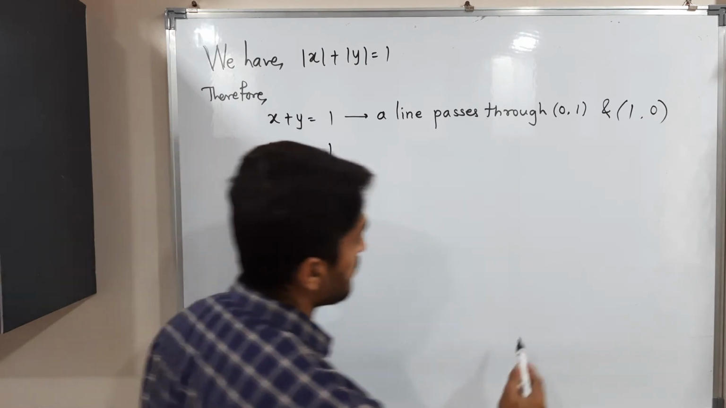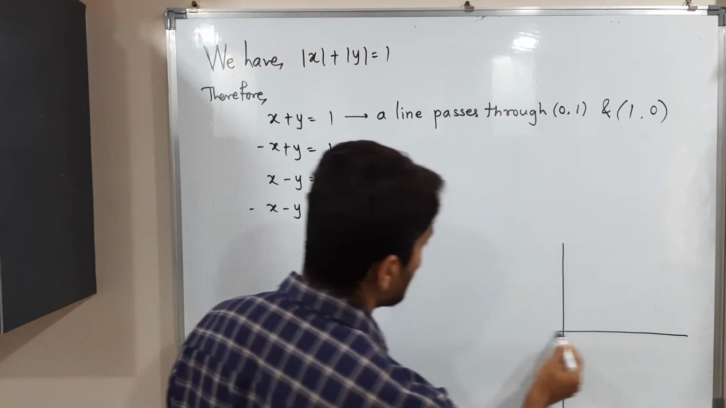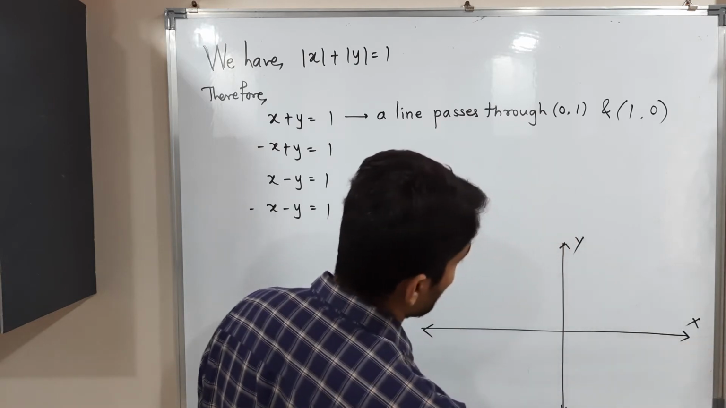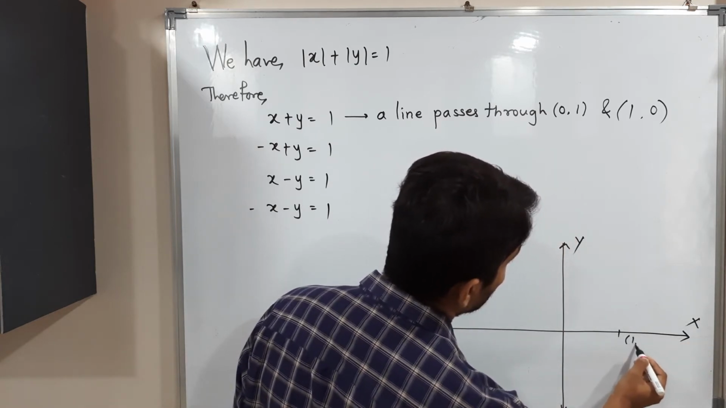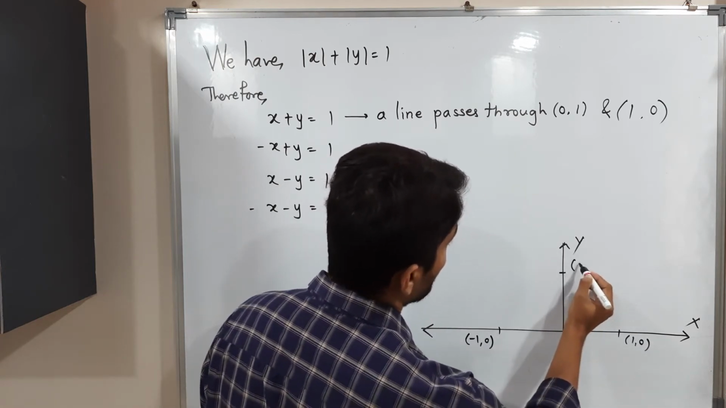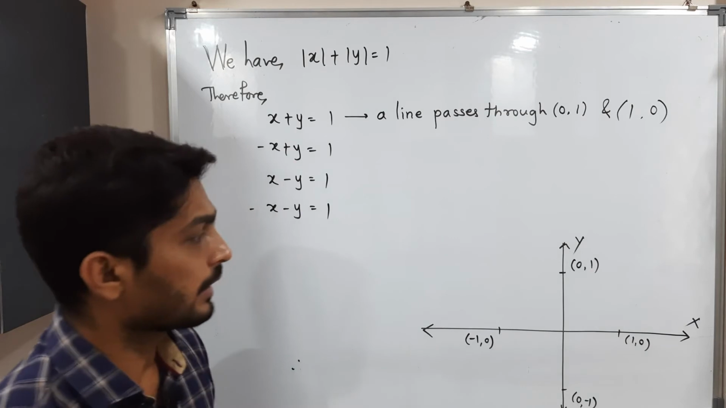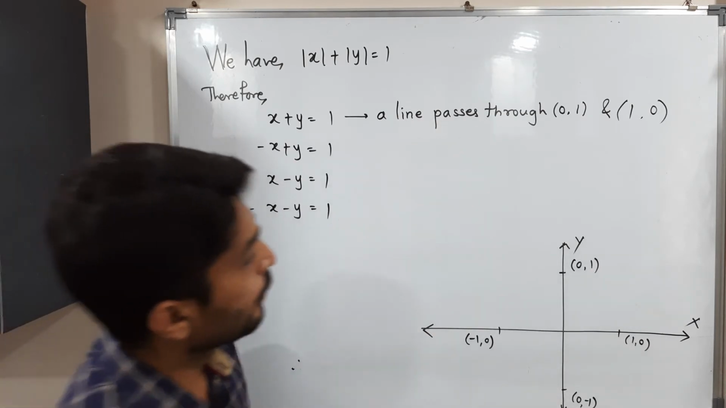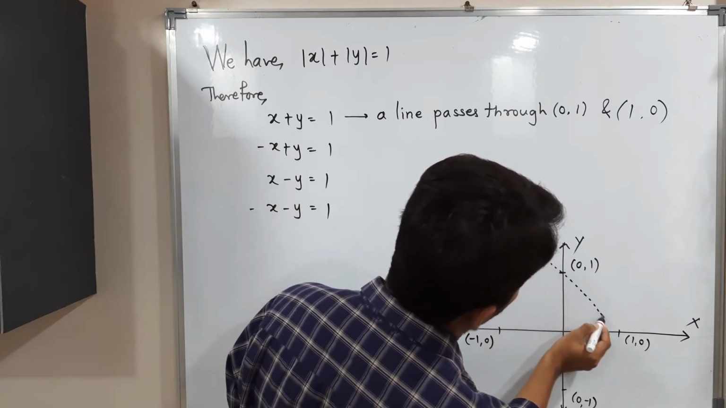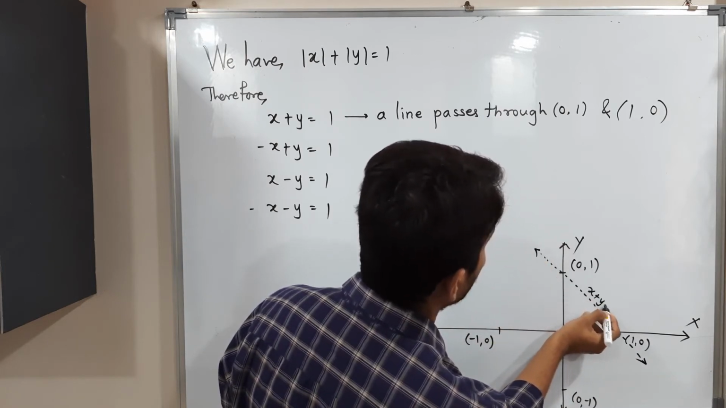Okay, I will draw the diagram simultaneously so you can easily understand. Just a minute. This is our y-axis, this is x-axis. Rough sketch I will draw here: 1, 0 here, minus 1, 0, this one is 0, 1, this one is 0, minus 1, right? So this line passes through 0, 1 and 1, 0. I will draw a dotted line, I will tell you why. So this is the line we have got, which is x plus y is equal to 1.